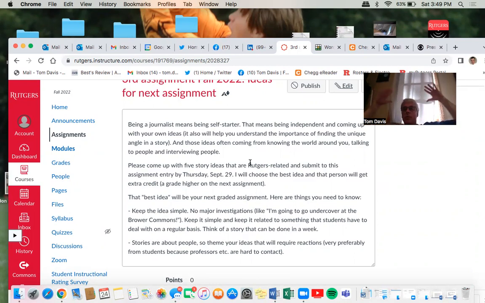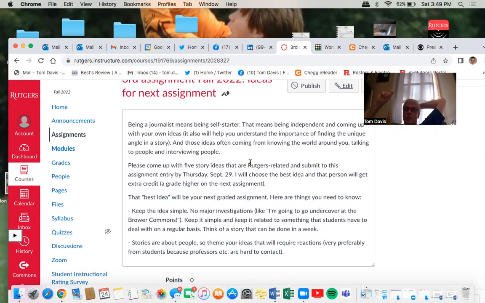Okay, reporters are self-starters, especially nowadays. I mean, edit staffs are a lot smaller. There's not a lot of people actually editing your stories. A lot of times you have to edit your own story. So you have to come up with your own ideas now, basically. So what I'm going to ask you to do is to pick your next story assignment. Yay. And that story itself is due in 2 weeks from now.